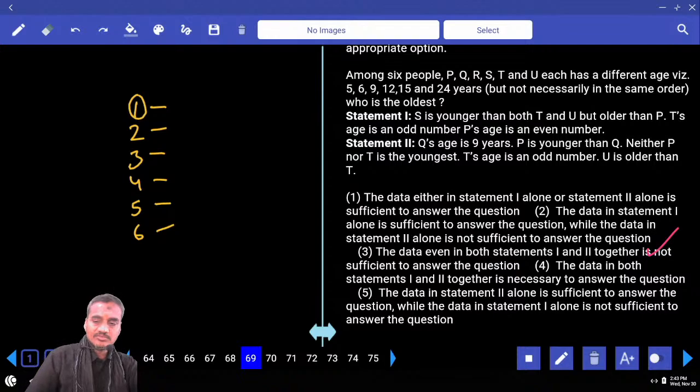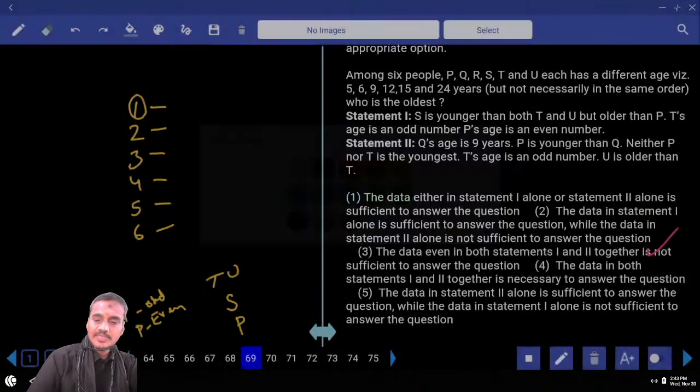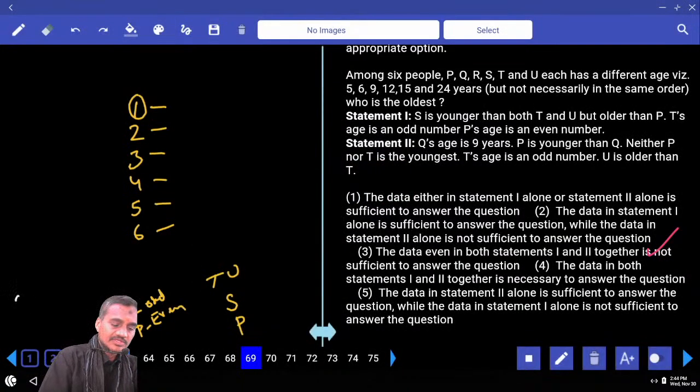S is younger than both T and U. S is younger than both these two persons T and U, but older than P. T's age is an odd number, P's age is an even number. Now T is odd and P is even. With the help of this information, are we getting anything here? Now what are the ages we have? 5, 6, 9, 12, 15, 24.